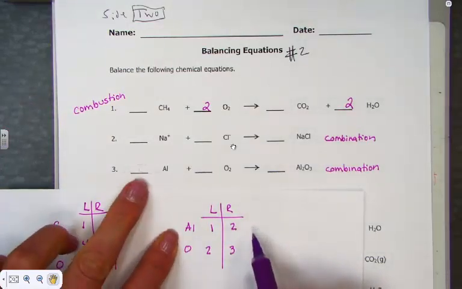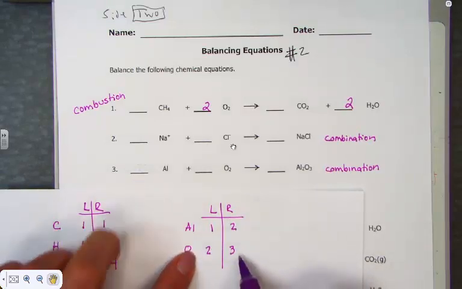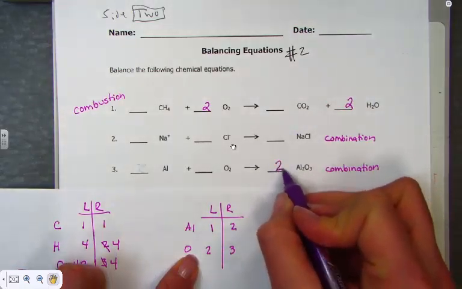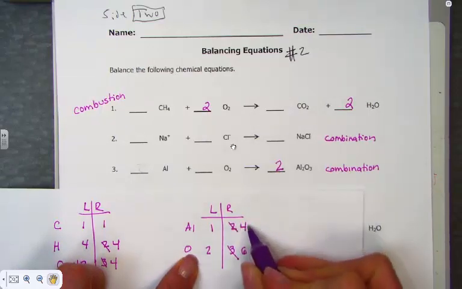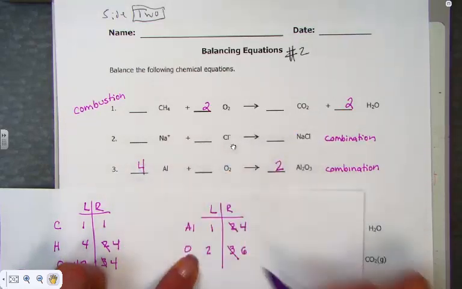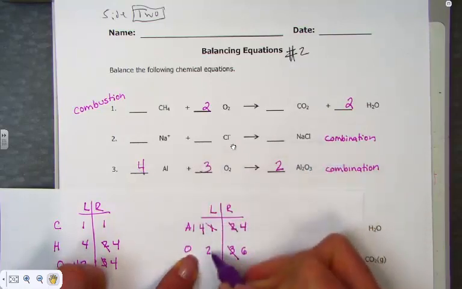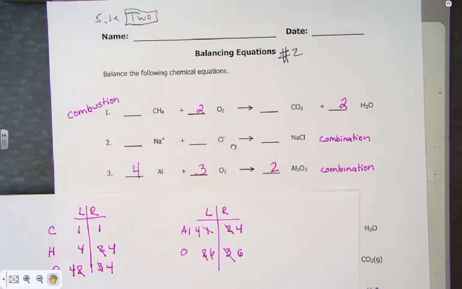I notice that if I start repairing the aluminum, I'm going to end up changing the oxygen, because I just noticed right away I've got an odd number and even number on the oxygens. And always the trick to get that to work is to double the odd number. If I double the odd number, let's repair the T-chart. I now have 4 aluminums and 6 oxygens. So now I can see I need to repair the aluminums, and to get 6 oxygens, we'll need a 3. 4, 3, 2 balances that equation.